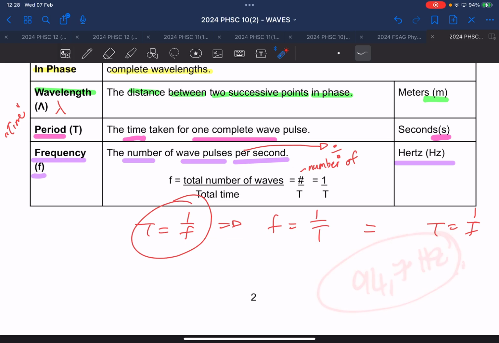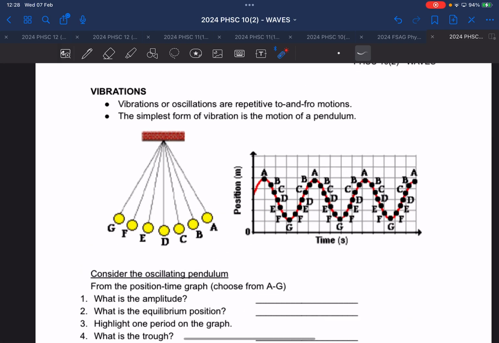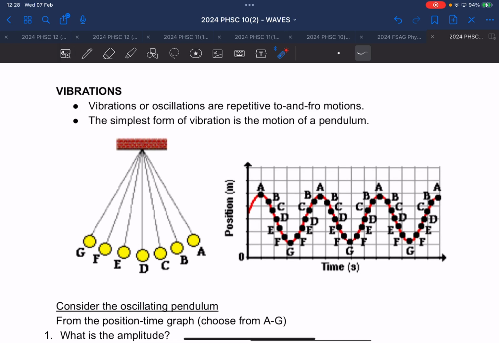Okay. Right. Then we are going to do a quick activity before we do something else. It says the vibrations or oscillations, oscillation is another word for vibration. A vibration or oscillation is repetitive, something that's over and over again, a to and fro motion.